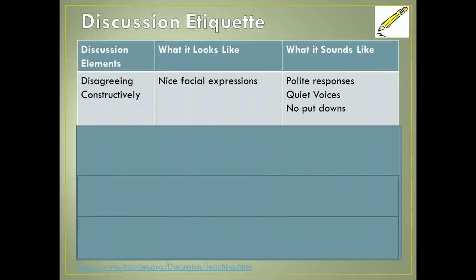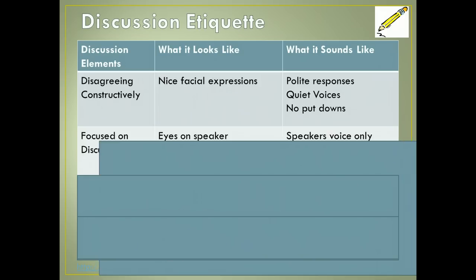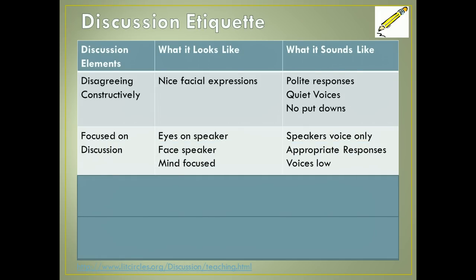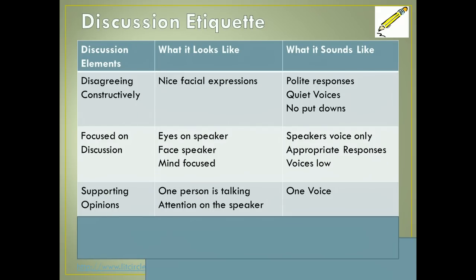It goes on a little bit more. It's a couple more rows here. As far as if someone disagrees or you disagree with what someone else says, do it in a constructive manner. So again, nice facial expressions. You don't need to be making faces or making sounds or anything. Have a polite response. Again, quiet voices, and try really hard not to put down. You can agree to disagree. There's no need to get to yelling or anything. You should be focused on the discussion at hand. So eyes on the speaker, face on the speaker, mind focus. One speaker only at a time, voices low, appropriate responses.